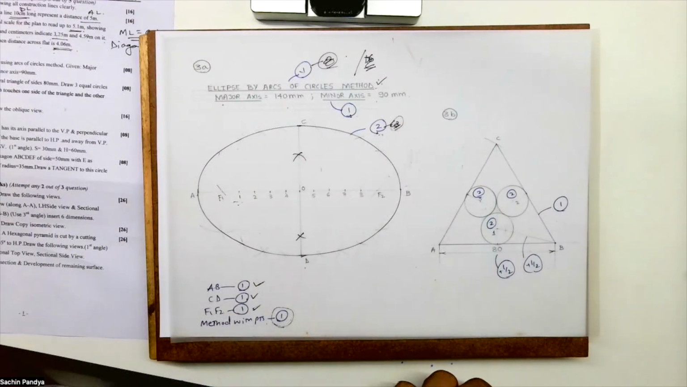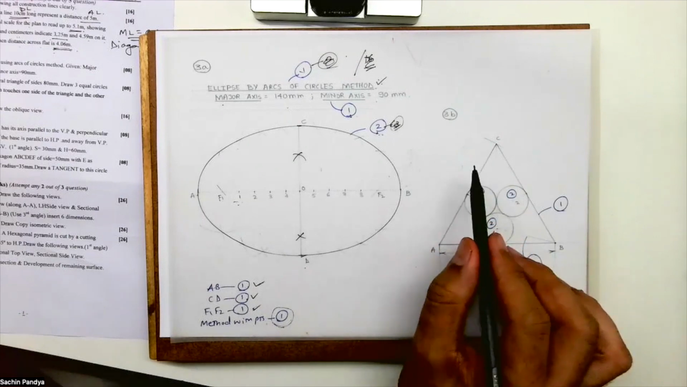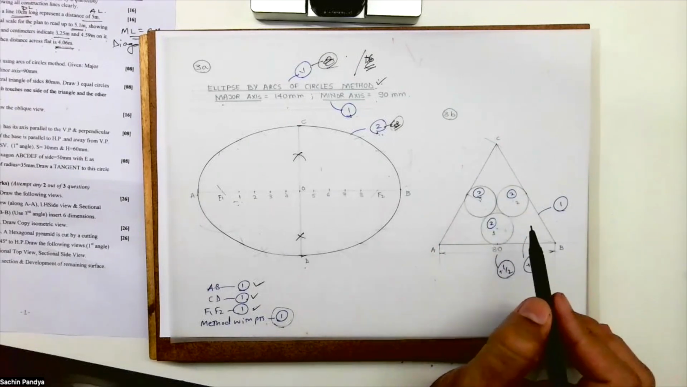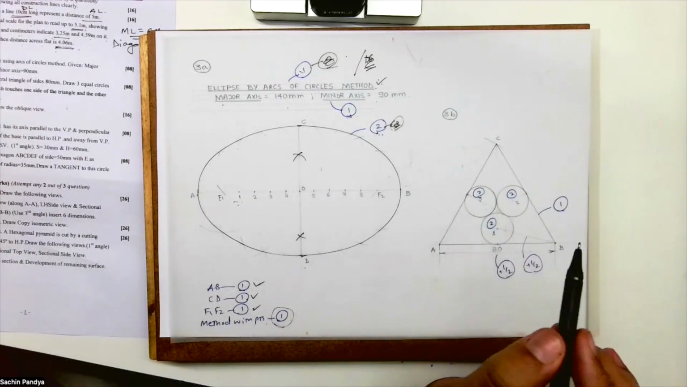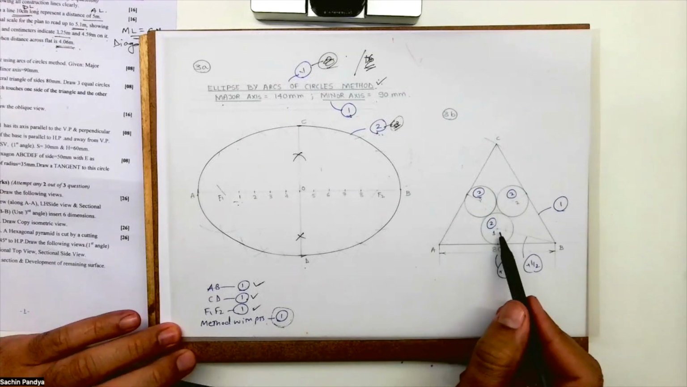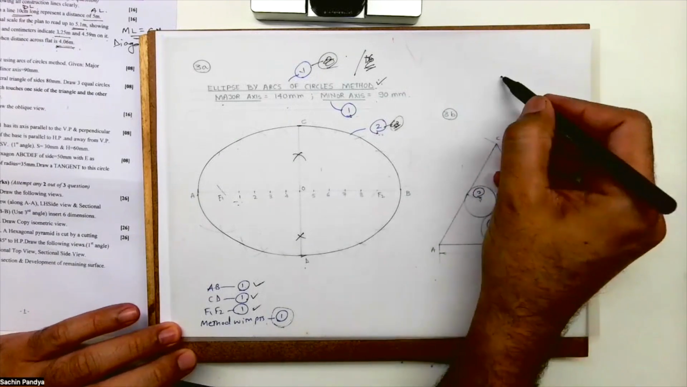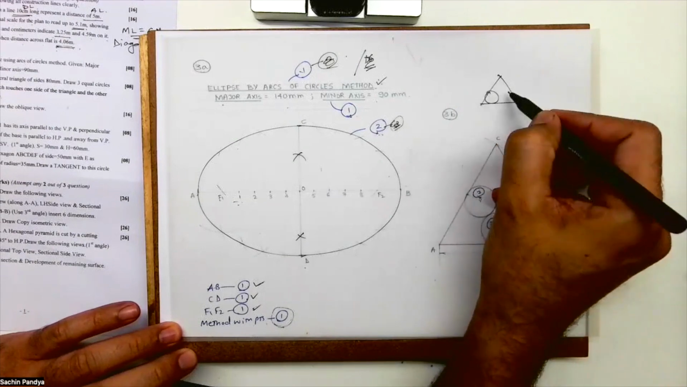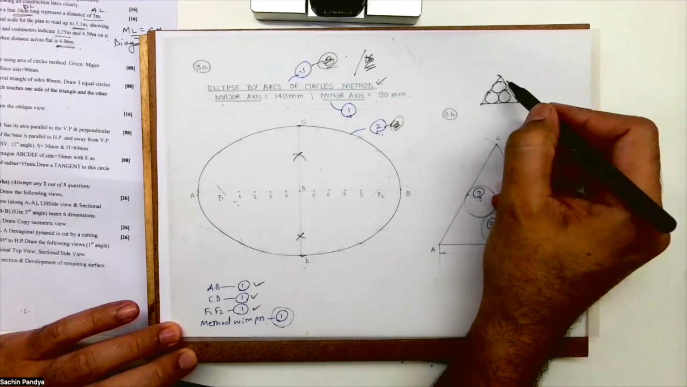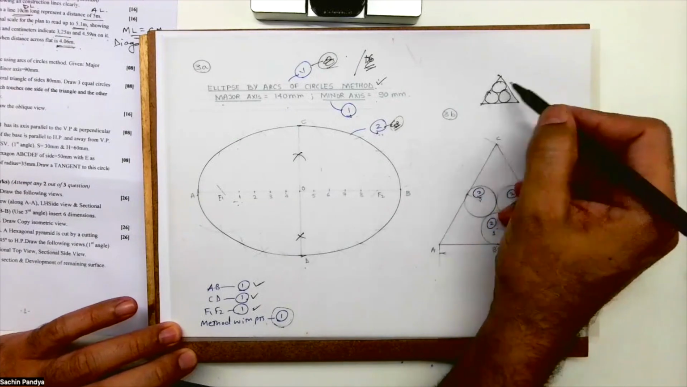Okay. Now 3B. You have to draw 3 circles inside a triangle touching one side. Now it is touching one side. If, by mistake, you draw touching 2 sides, then it is wrong. But they won't give you completely wrong. They will give you marks.